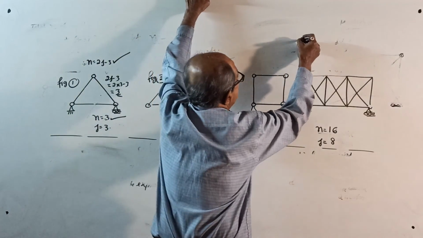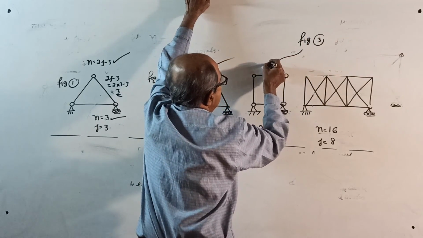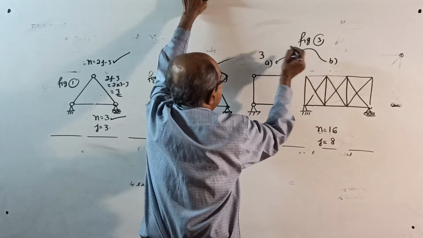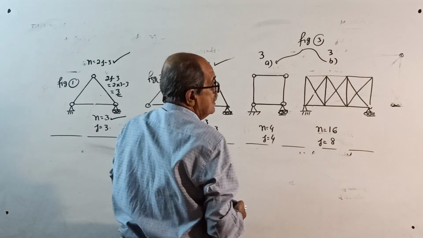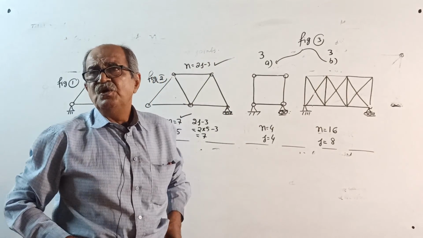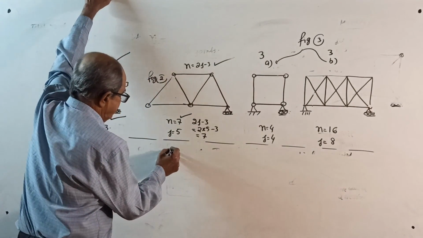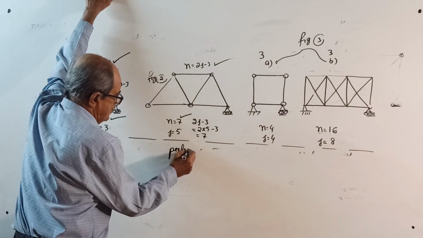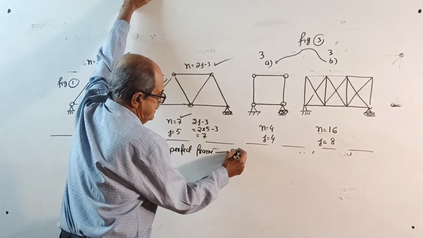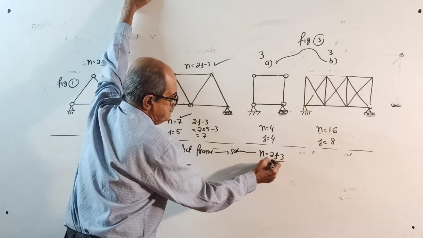So here, this you call figure 3. Figure 3, you take figure 3a, figure 3b. This is figure 3a, figure 3b. Now, make a note first. A perfect frame will always satisfy the equation. Perfect frame means it will satisfy the expression n equal to 2j minus 3.